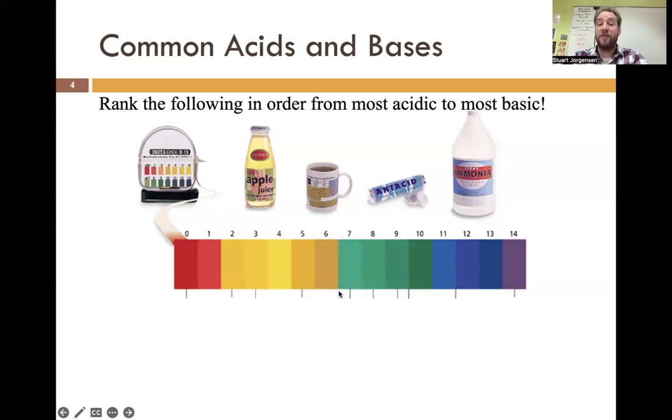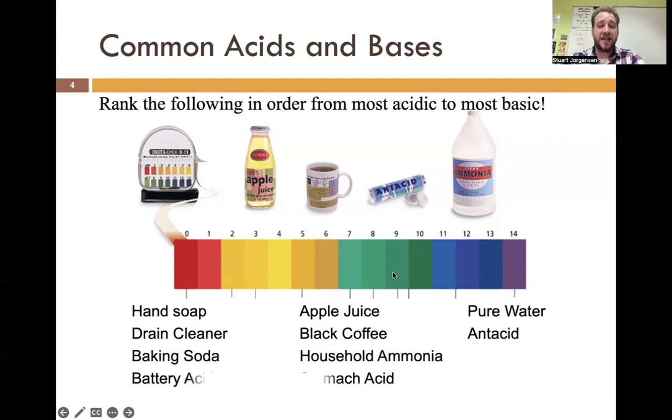So I'll give you a freebie. All of these little dashes represent an item on the following list. This dash right here on 7 is our water. And so if it's less than 7, that's acidic on the pH scale. If it's greater than 7, it is a base or basic substance.